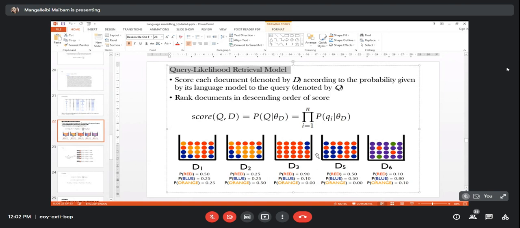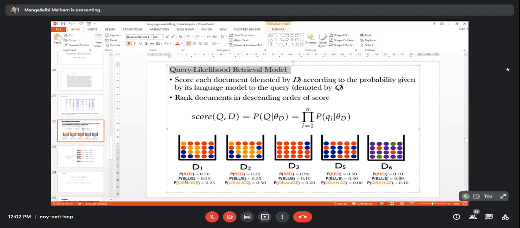Now, what we have to do is find the probability for each document for the respective colors. For red, we are finding the probability. 5 into 4, 20, so there are 20 balls in D1. So document 1 contains 20 terms. How many red balls are there? 5, 6, 7, 8, 9, and 10. So 10 divided by 20, 1 by 2, which is equal to 0.5. That is what is given here, 0.5.